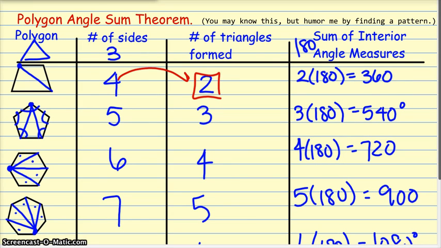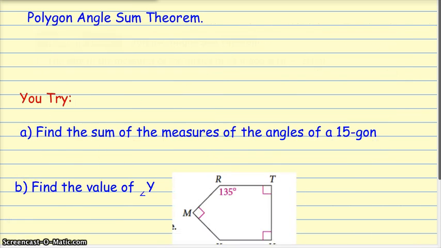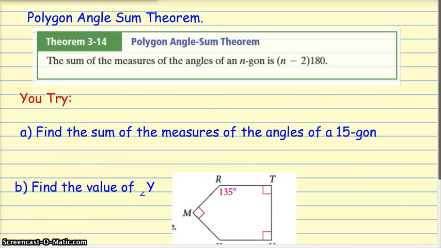It was 2 less. A 5-sided figure had 3 triangles. It was 3 less. 6 had 4. 7 had 5. So if we were to take any closed-sided figure with n number of sides, the pattern is the number of sides minus 2 times 180, and that gives you the total degrees of the inside.